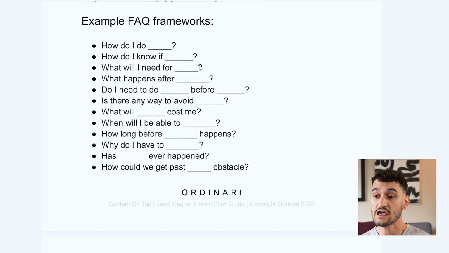Last one here. How can we get past blank obstacle? How can we get past this thing I've had in my way? How can we get past this thing that's going to take the next couple of months? How can we get past this insurmountable fee that I don't have the money for? How can we get past this process that I don't qualify, this permit that I don't qualify for? If there's a way past it, if there's not a way past it, how do I get past blank?